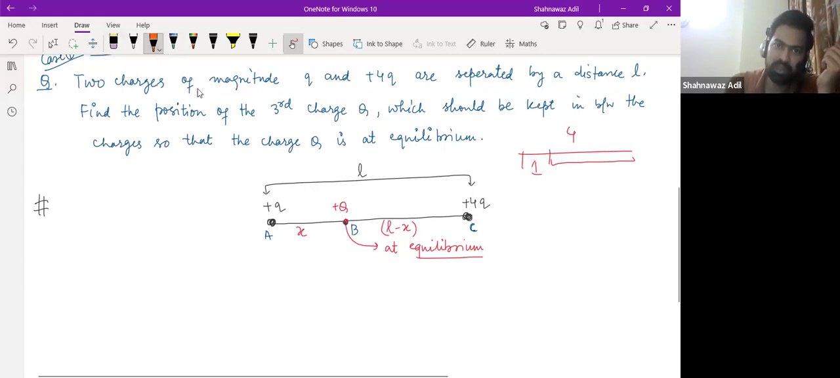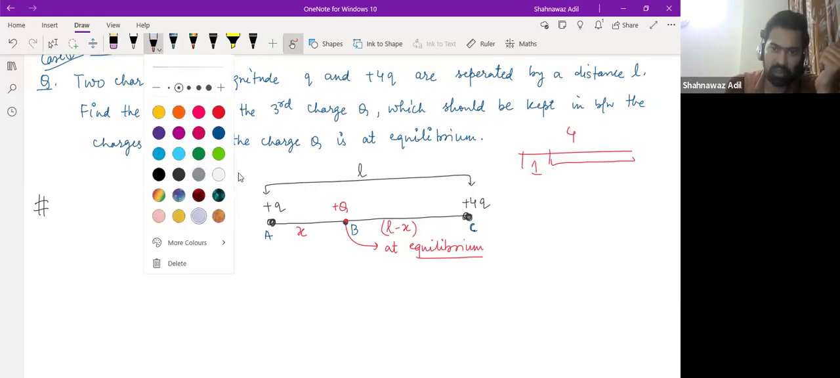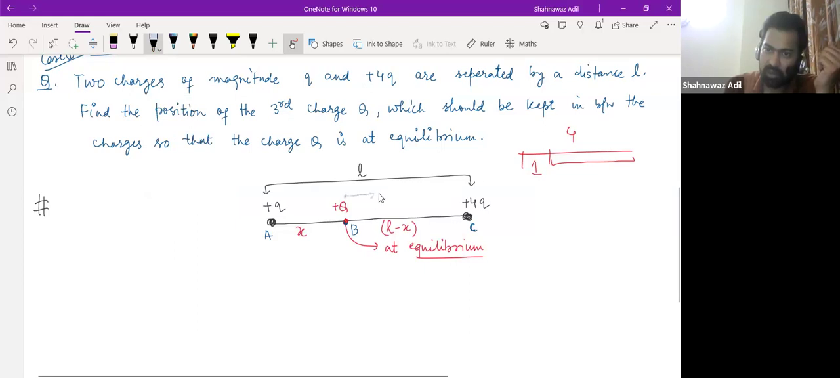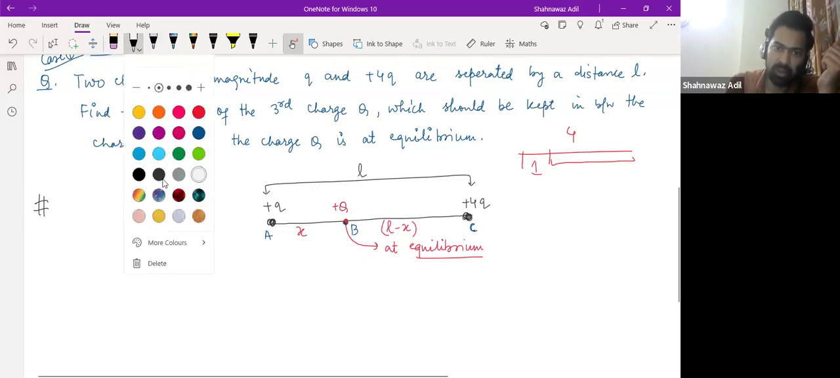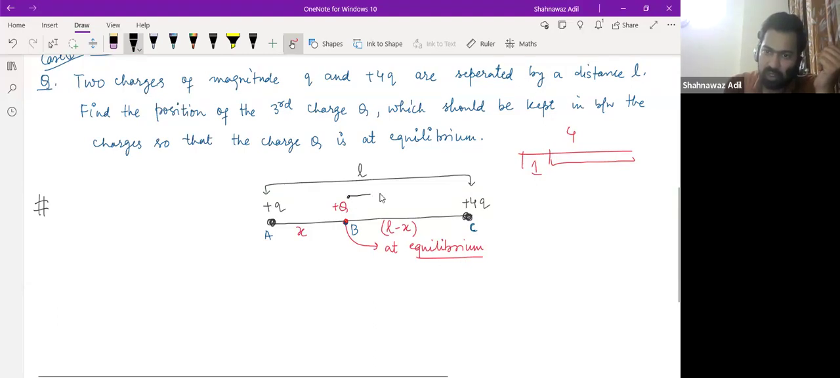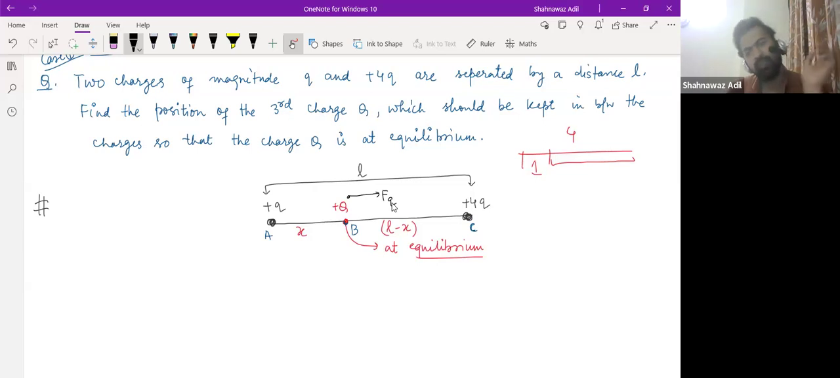So let me choose another color. So this is FQ, the force due to charge Q. Clear? Yes, sir. Now, this force we have taken into account.